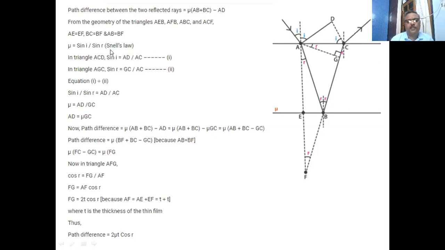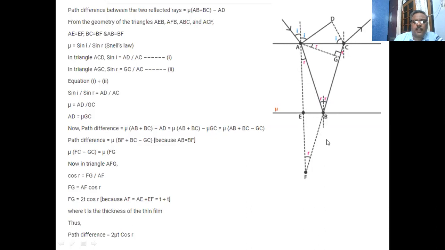Now from the geometry, we get AE is equal to EF since these triangles are congruent. BC is equal to BF, and AB is equal to BF, because these two triangles are congruent. You can see these are the two 90-degree angles, this side is common, and this angle is equal. So these two triangles are congruent.